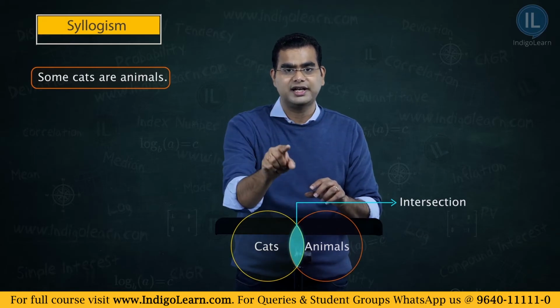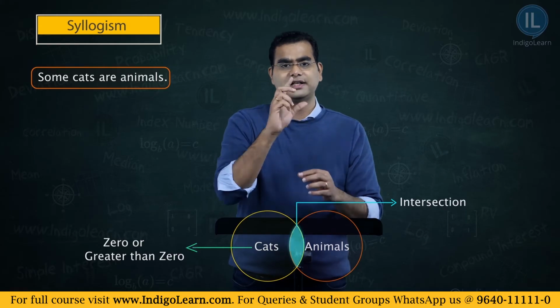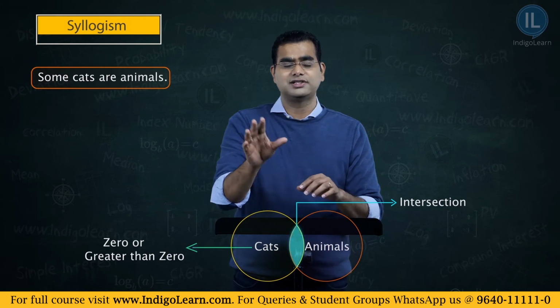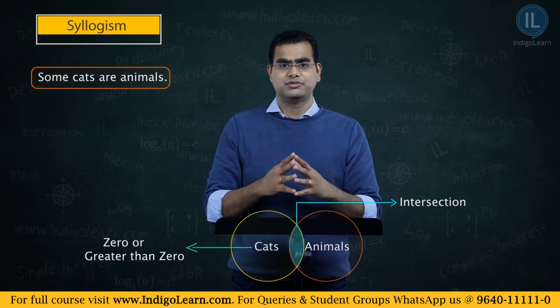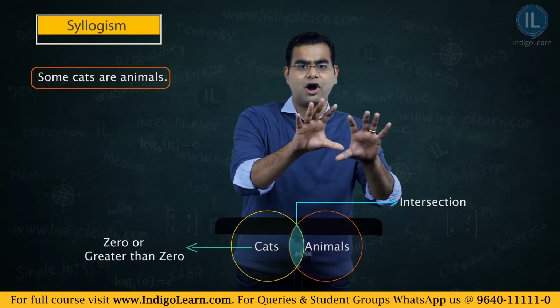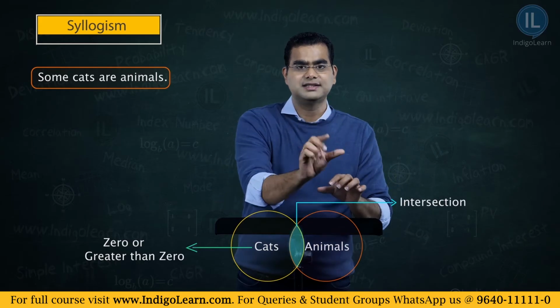So, this non-shaded area of cats that you are seeing, the value of that is either 0 or greater than 0, but there is no certainty that it is either 0 or greater than 0. There is no certainty in either of those assumptions. So the only deduction or inference you can make from this is that there is a common intersection, point of both cats and animals groups, and that is this.